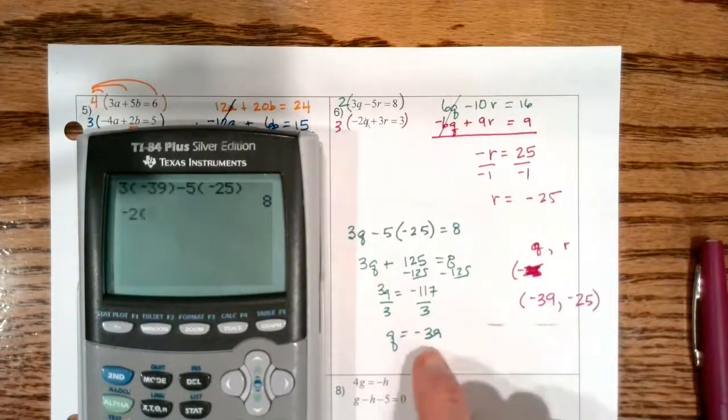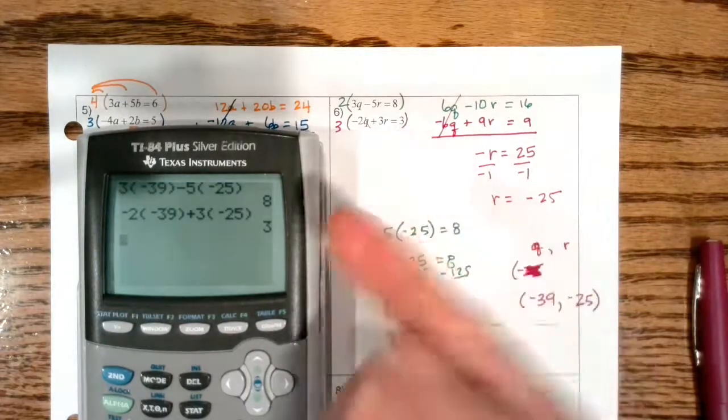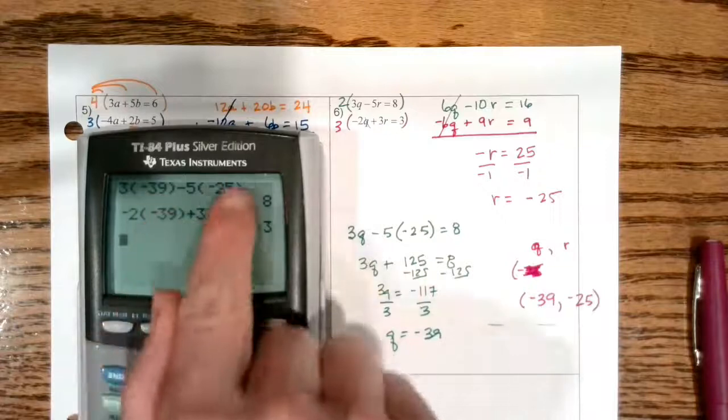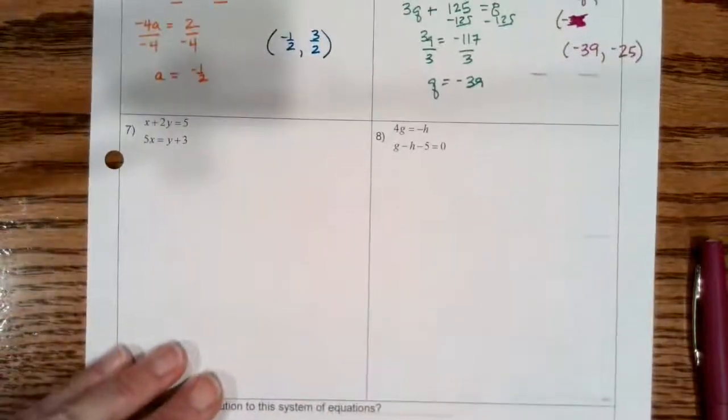Negative 2 times my value for Q, and that's going to be plus 3 times my value for R, 3. So I know I did it right, because those two values, when I put in for Q and R, give me true number sentences. Alright, let's take a look at 7.